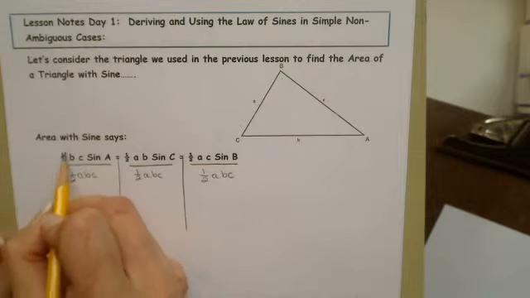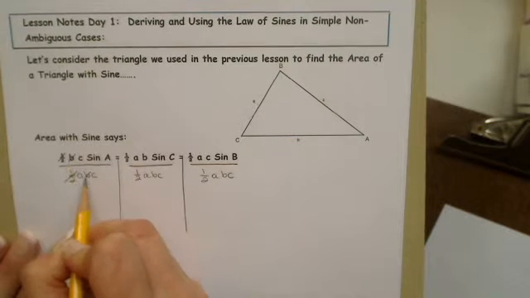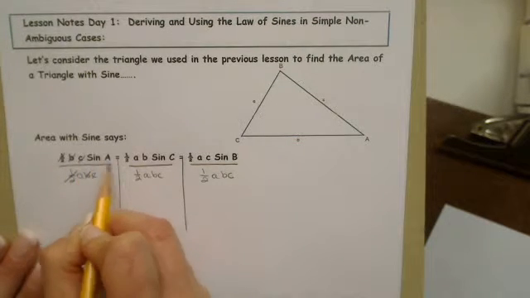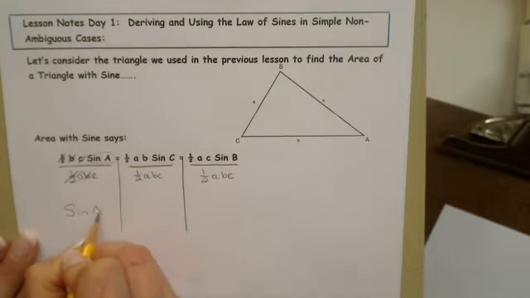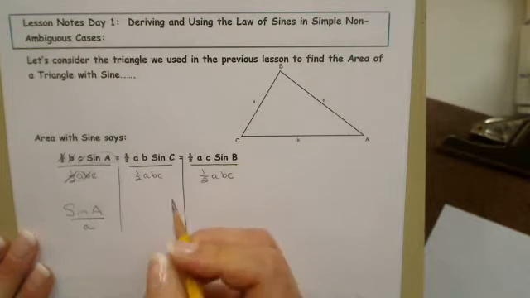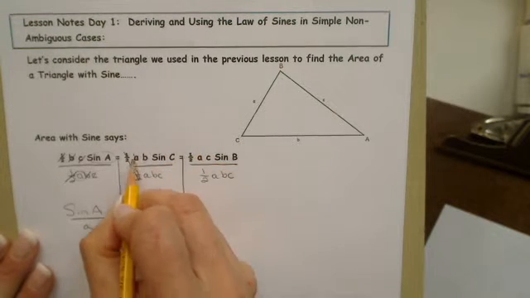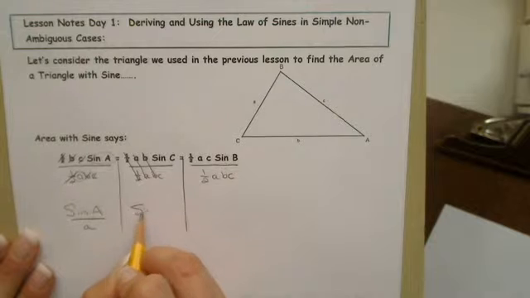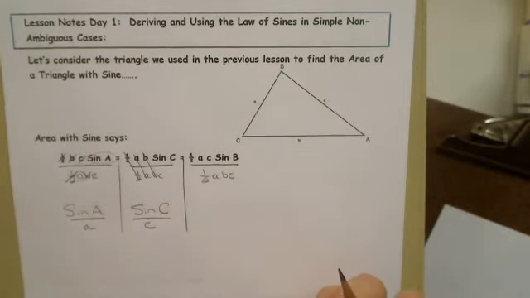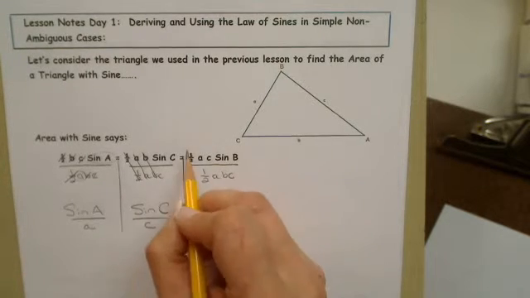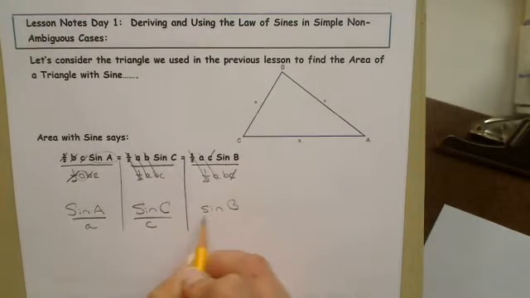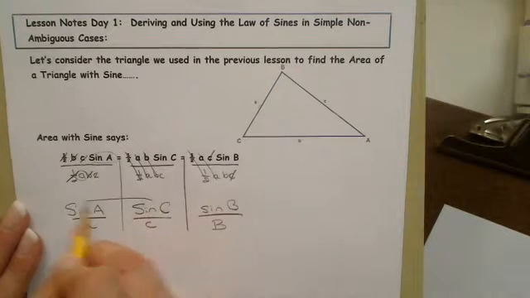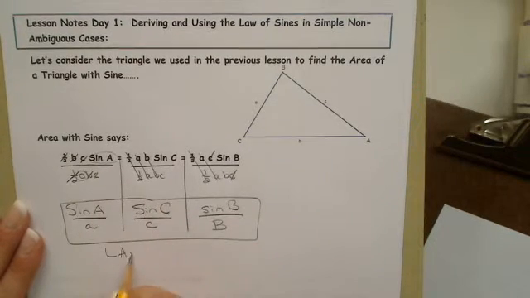Well, on this one, the 1/2s cancel out, the B's cancel out, the C's cancel out, and you're left with sine of A divided by a. On this one, of course, the 1/2s cancel, the A's cancel, the B's cancel, and you're left with sine of C over c. And on this one, the 1/2s cancel, the A's cancel, the C's cancel. You're left with sine of B over b. This is what we call the law of sines.